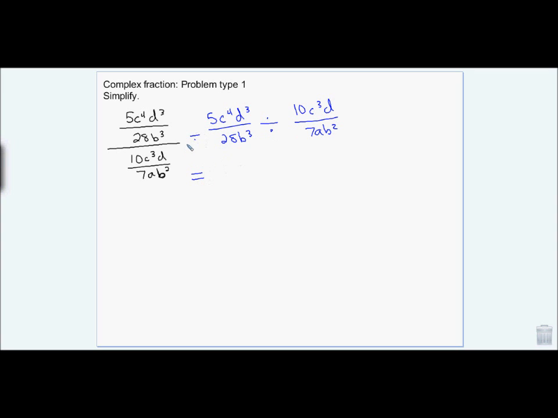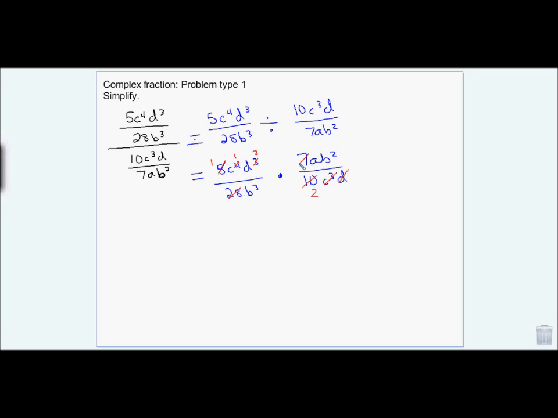And then convert it to multiplication. So copy, dot, flip. Now I'm looking for canceling. 5 and 10 both divide by 5. I have 4 C's and 3 C's, so 3 of these C's will cancel out 3 of these, leaving me 1. I have 3 D's and 1 D, so this D will cancel with one of those D's, leaving me 2.